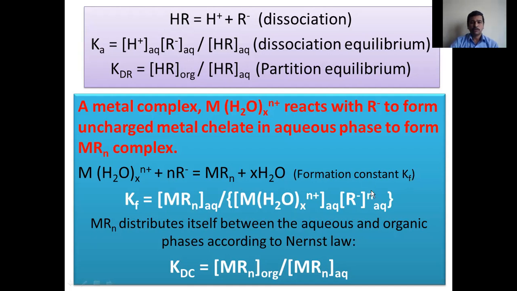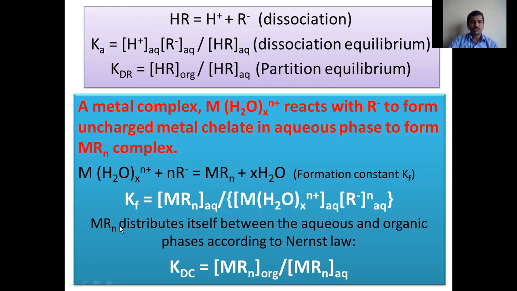So even here the law of mass action can be used. The equilibrium constant Kf is equal to the concentration of MRn in the aqueous layer divided by the concentration of the metal ion complex in the aqueous layer times the concentration of the reagent to the power n in the aqueous layer. So according to the law of mass action, the equilibrium expression has been written here. Kf is the formation constant for this complex formation reaction.